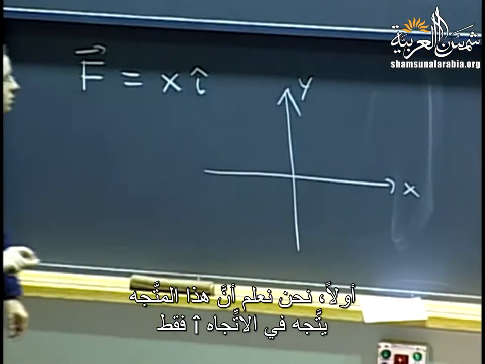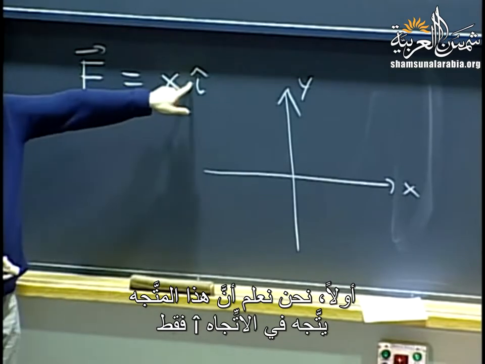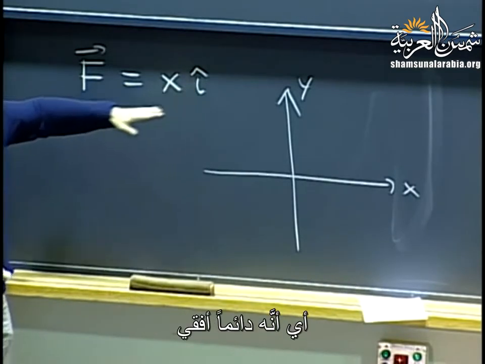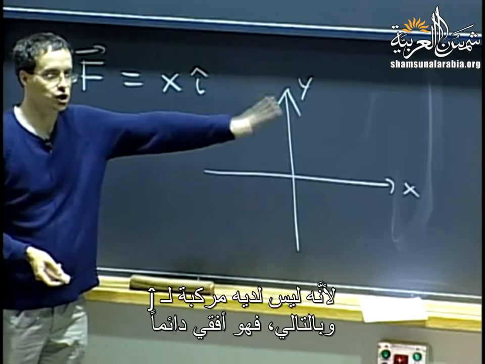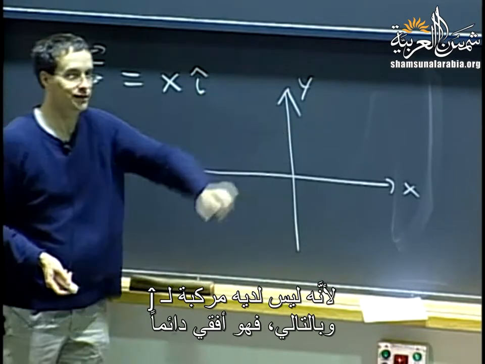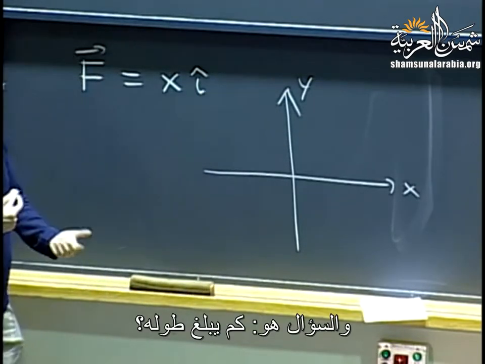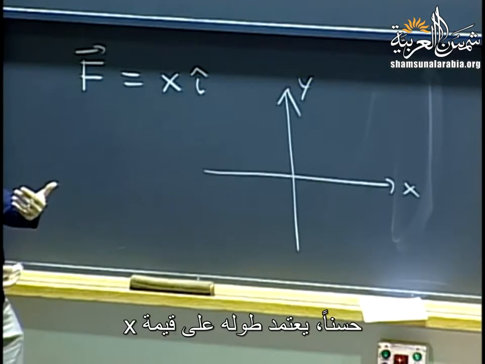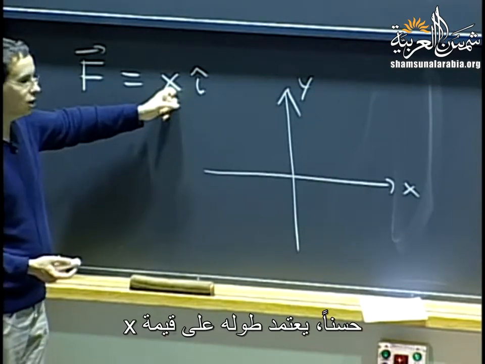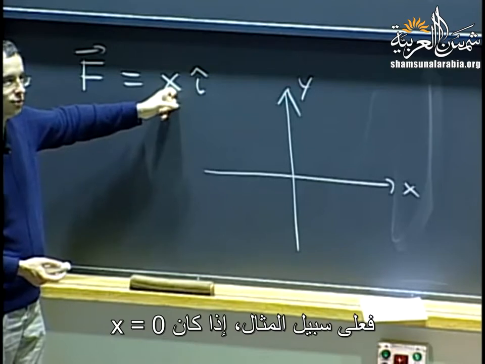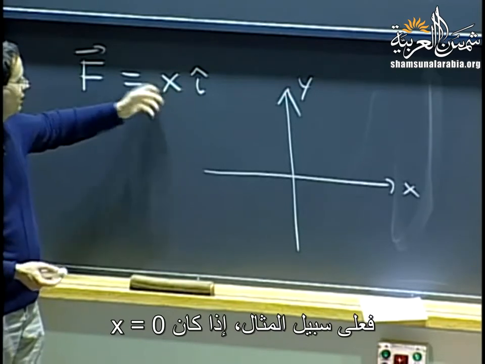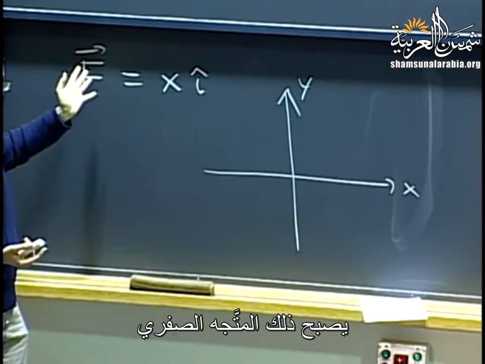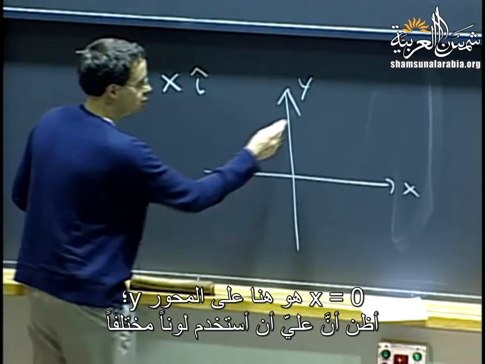First of all, we know that this vector field is only in the i direction, so it's always horizontal. It doesn't have a j component, so everywhere it will be a horizontal vector. Now the question is, how long is it? Well, how long it is depends on x. So for example, if x is 0, then this will actually be the 0 vector.